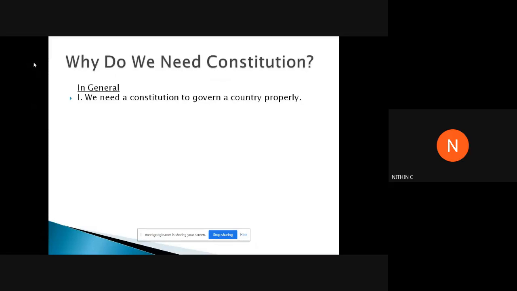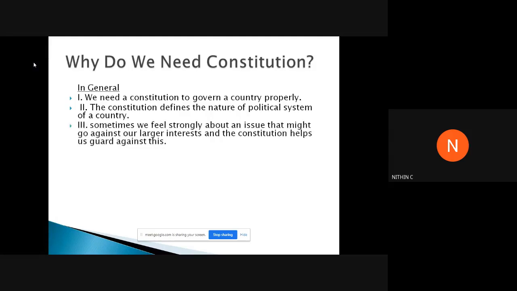We need a constitution to govern a country properly. That is, the governance will be based on our constitution. Then the constitution defines the nature of a political system in our country, how the political system has to work, what the hierarchy is, and how the different levels work. Sometimes we feel strongly about an issue that might go against our larger interest, and the constitution helps us guard against this.